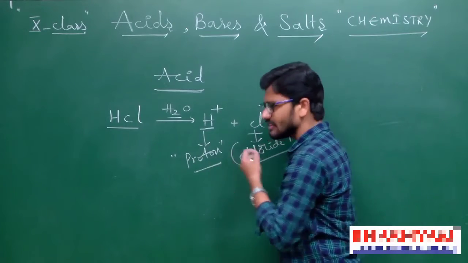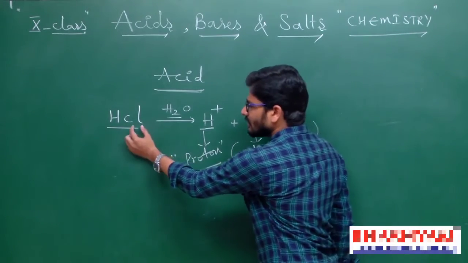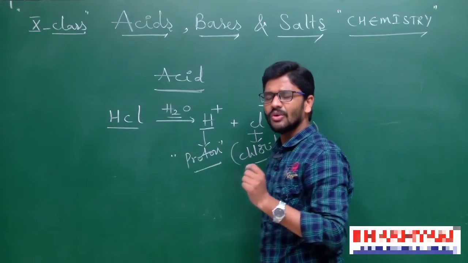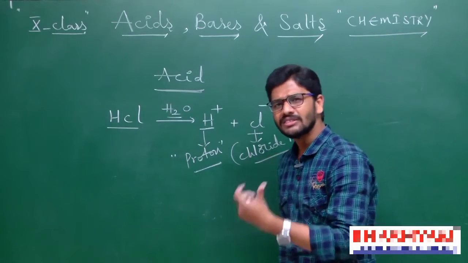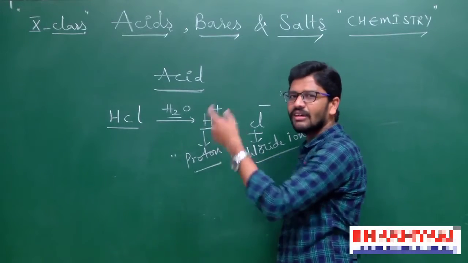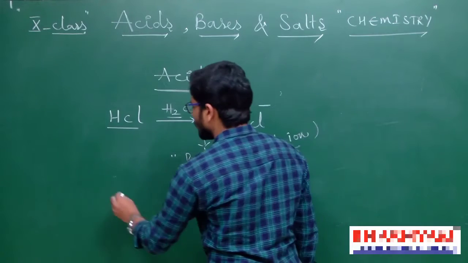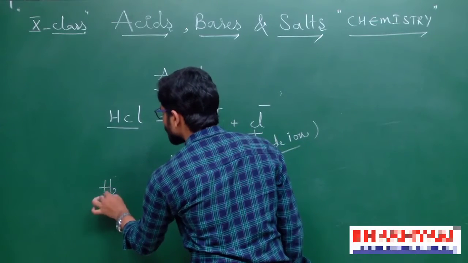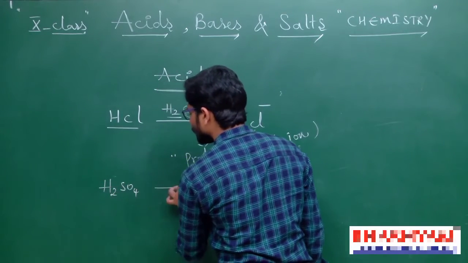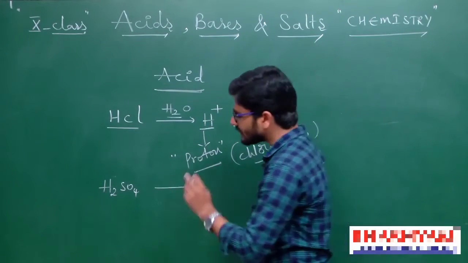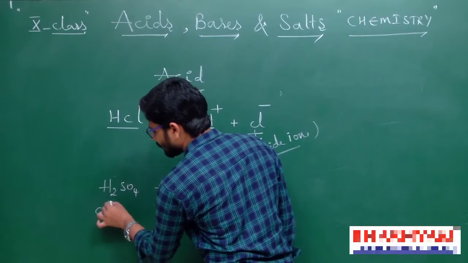So according to Arrhenius, whenever substances dissolve in water to furnish protons, they are called acids. I take another example, H2SO4. Its chemical name is sulfuric acid.